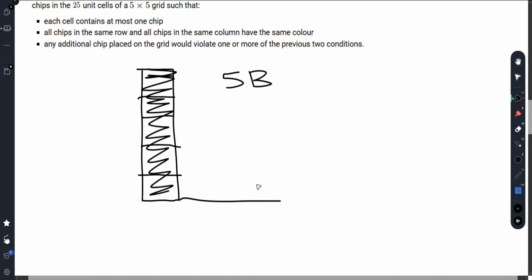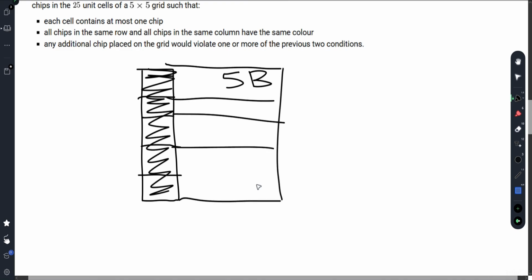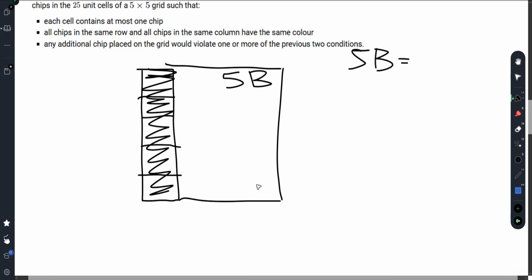Well, then the rest of the square will have to be all black, because all chips in the same row have to be the same color. And if there's a blank square, for example, that would violate the third condition, because you could place an additional chip here, and this would not violate one or more of the previous two conditions. So for 5 blacks, this is 1.